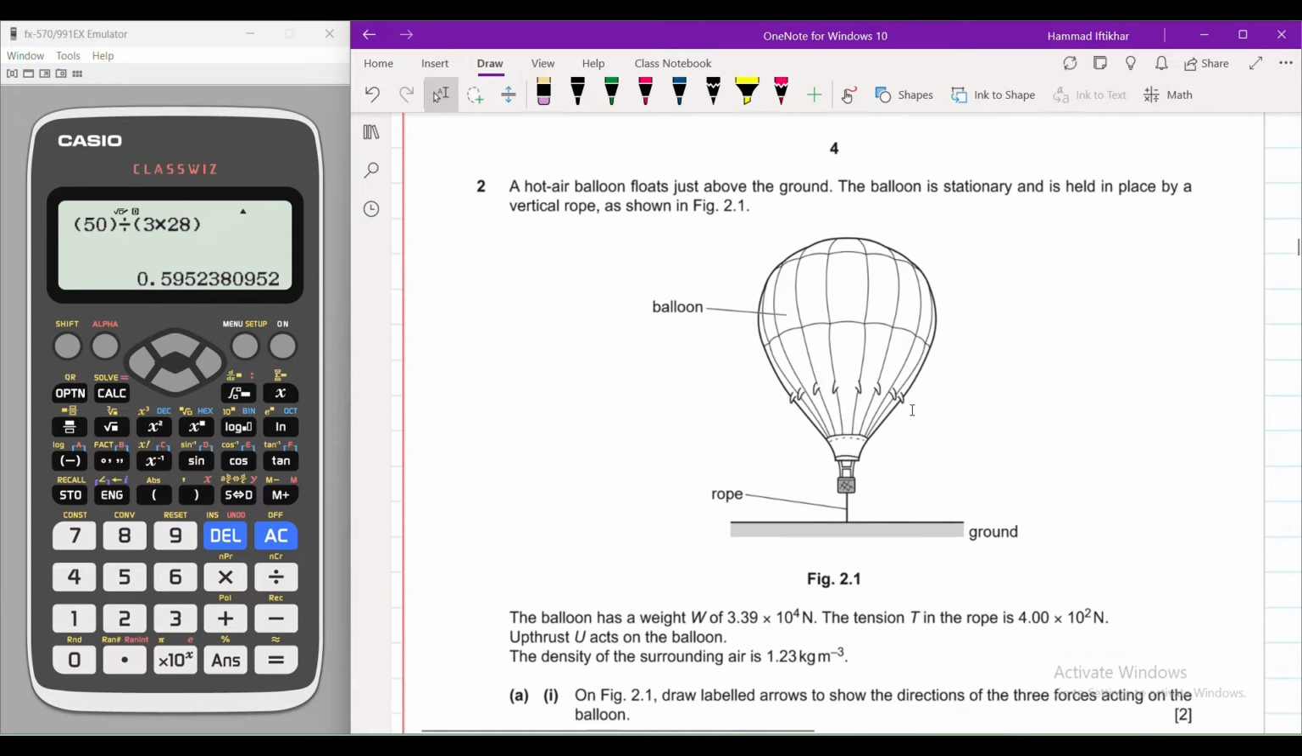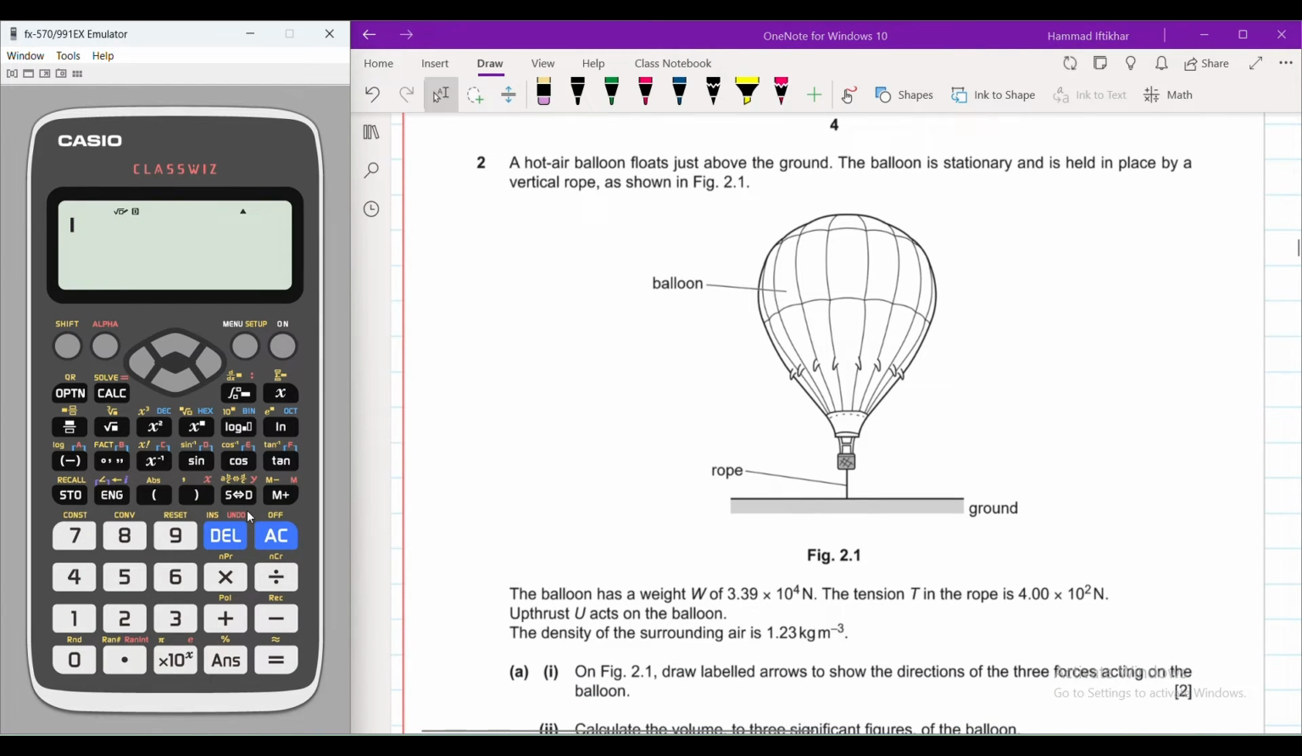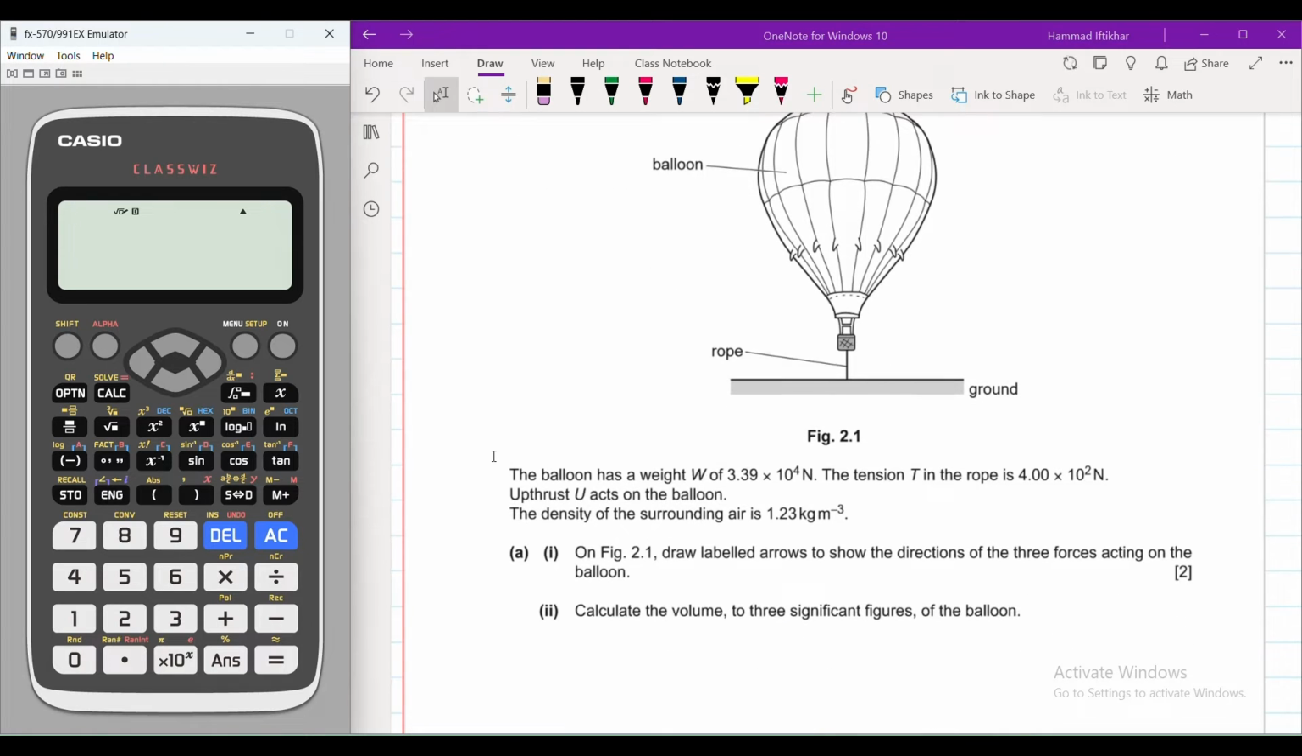Okay, all right, moving on. A hot air balloon floats just above the ground. The balloon is stationary and is held in place by a vertical rope. The balloon has weight W of 3.39 times 10 raised to power 4 newtons. The tension T in the rope is 4 times 10 raised to power 2 newtons. That means 400. Upthrust U acts on the balloon. The density of the surrounding air is 1.23 kilograms per meter cube.